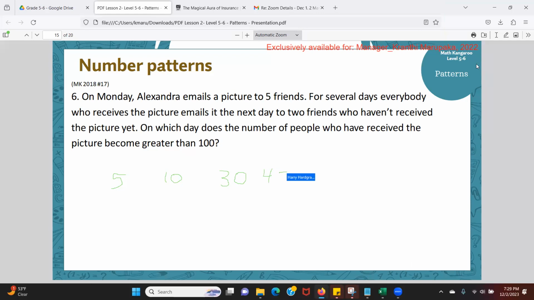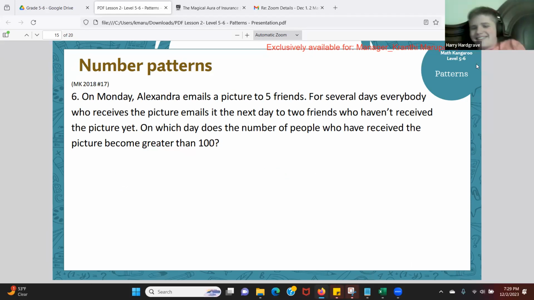So I don't think the correct answer is Thursday, clearly. Yeah, I don't think they meant to keep on having the people who've already sent it send it again. The people who've already received it don't send it again. So I feel like we should email Math King about this and have them fix the problem.